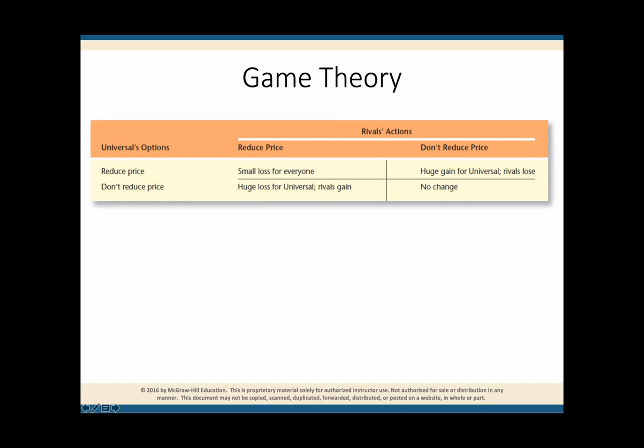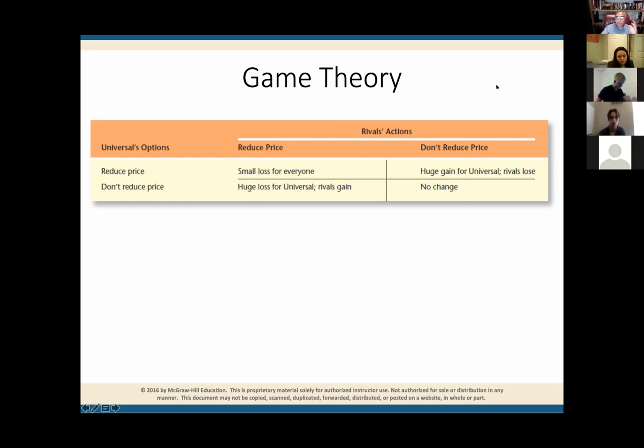So then based on this, guys, what would be the advice that you would give Universal, or what would you do if you are Universal? Will it be better to lower the price or not reduce the price? And the answer is, it depends on what you think the competition is going to do.